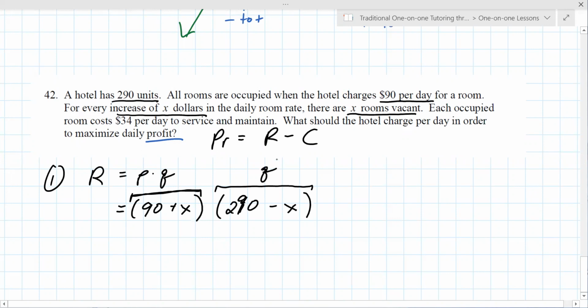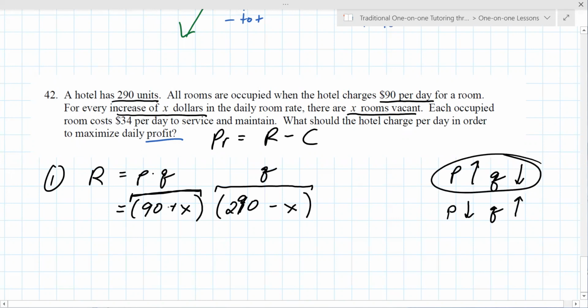Now this is very important. If price goes up, quantity goes down. If price goes down, quantity goes up. But generally it's this first one that you see all the time. So one's going to be positive, one's going to be negative.